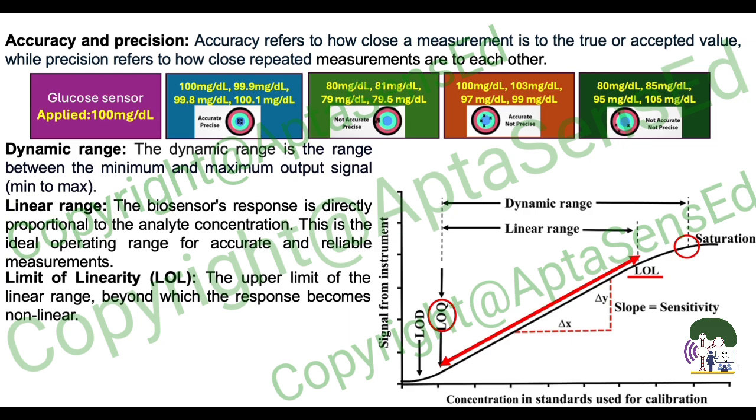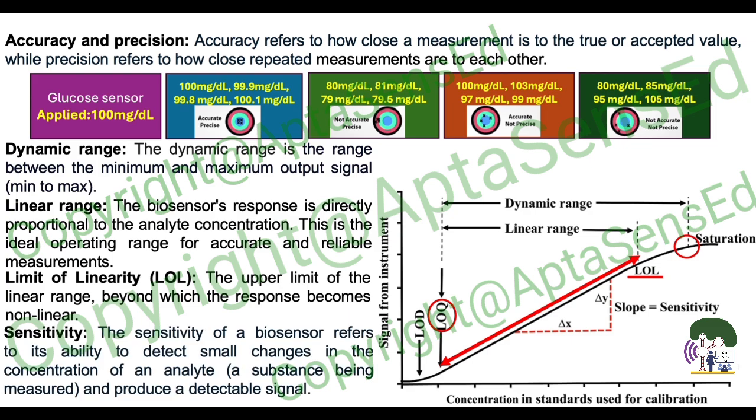Then we have sensitivity. The sensitivity of a biosensor refers to its ability to detect small changes in the concentration of an analyte and produce a detectable signal. Sensitivity describes how well a biosensor can detect small changes in the analyte concentration. A highly sensitive biosensor will produce a significant change in signal even for a tiny change in concentration of the analyte.